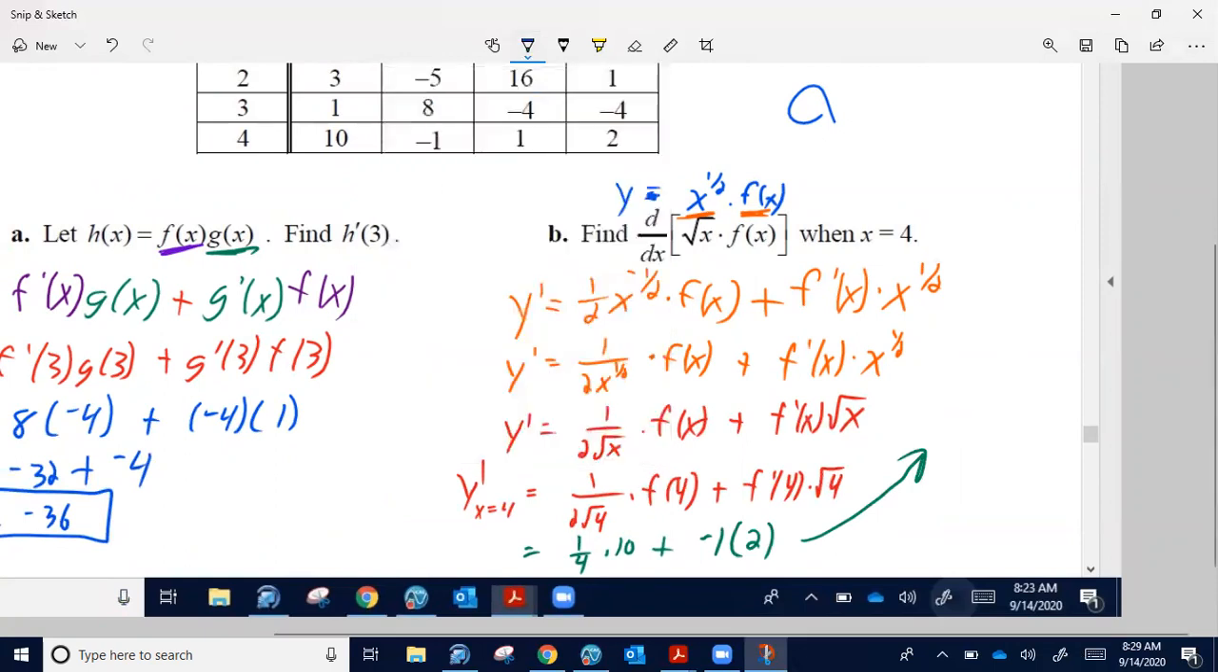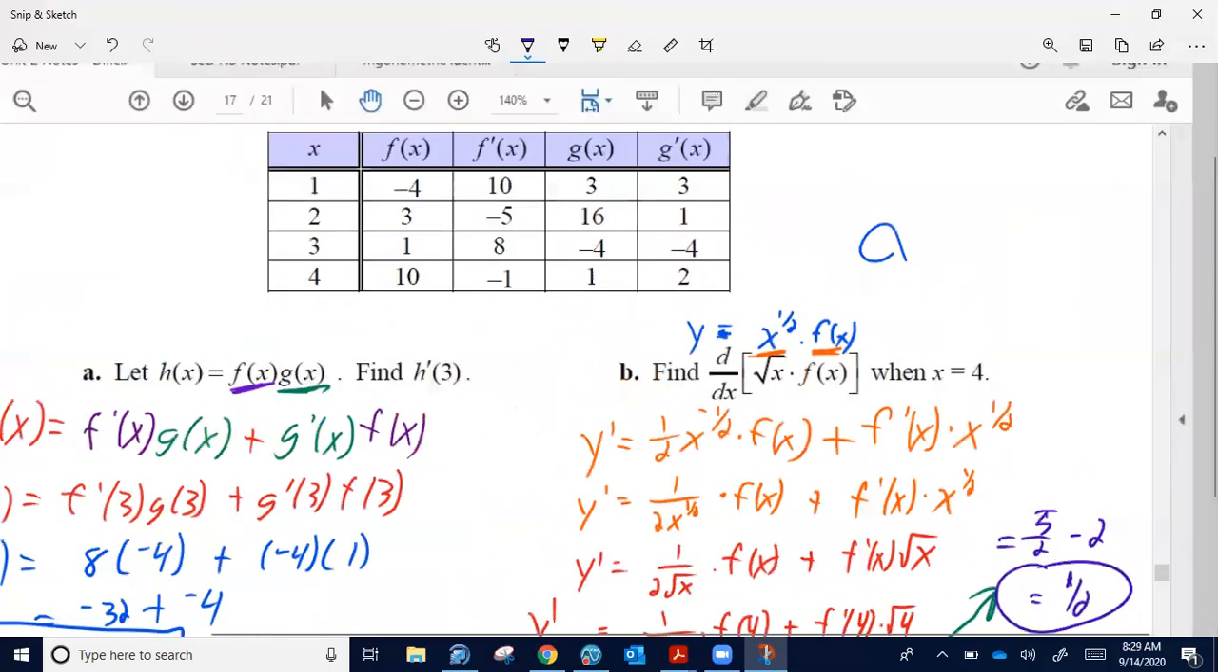Simplify this. 1/4 times 10 is 10/4 or 5/2. -1 times 2 is -2. 5/2 minus 2 is 1/2. So solution of 1/2. All right, guys, that's product rule.